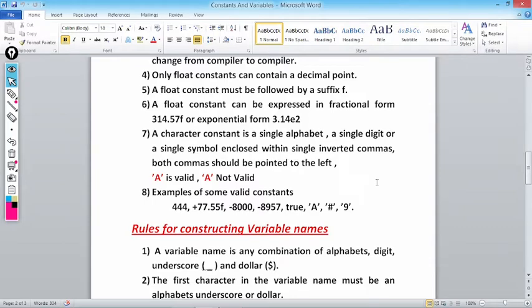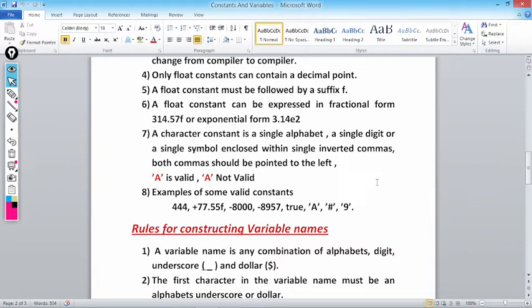A character constant is a single alphabet, a single digit, or a single symbol enclosed within single inverted commas. Both commas should be pointed to the left. It becomes a character constant. We have already discussed integer constant and float constant. Now what is a character constant? A character constant is a single alphabet.